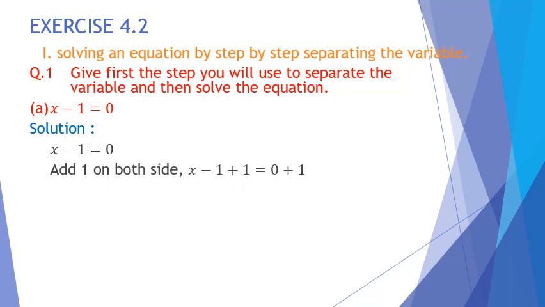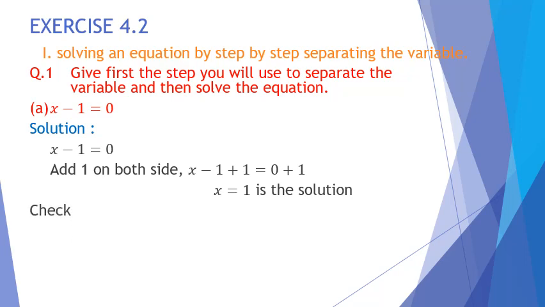So we get x minus 1 plus 1 equal to 0 plus 1. Minus 1 and plus 1 will become 0. So LHS becomes x only. 0 plus 1 equal to 1. So x equal to 1 is the solution.